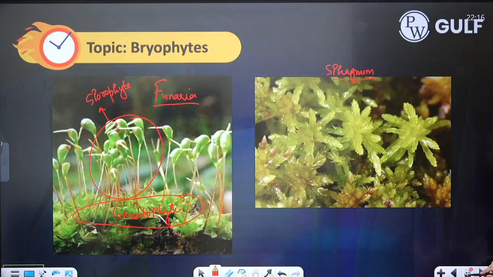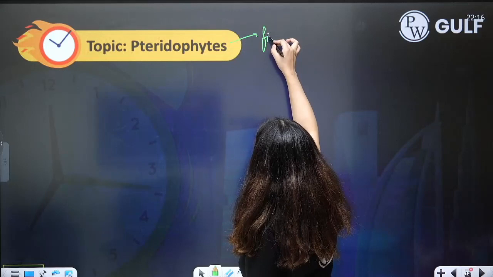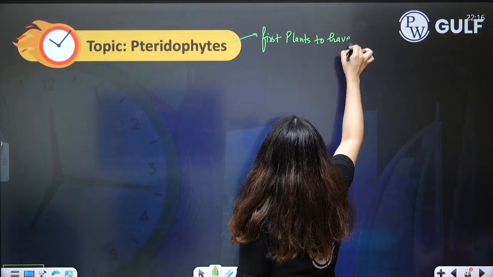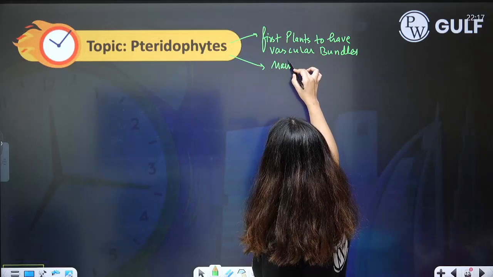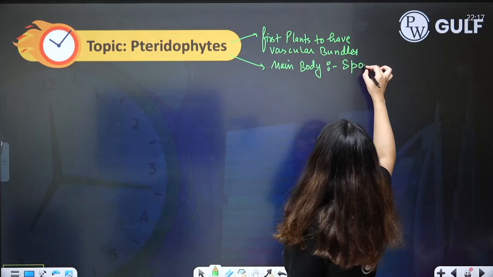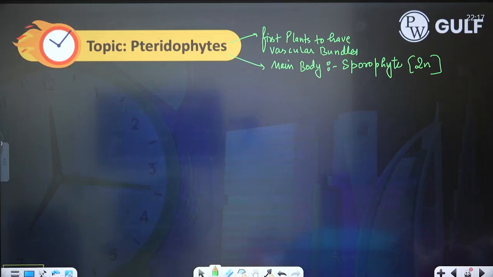Now the next topic is pteridophyte. They were the first plants to have vascular bundle, xylem and phloem. They are also the first plants in which the main body is sporophyte, which means their main body does not produce gametes, it produces spores. So pteridophytes were the first in which the main body is sporophyte.